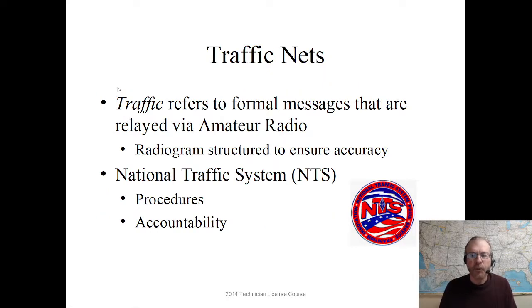Traffic nets refer to formal messages that are relayed via amateur radio. A radiogram is structured to ensure accuracy. So a radiogram is a form that you can fill out. They can be done on paper or on a computer, but it prompts you to fill in the right blanks with the right information so that you know who this information is coming from, where it's supposed to be going, exactly what the information is, and there's going to be some number or identifier to it to make sure that it can be tracked in some proper way.